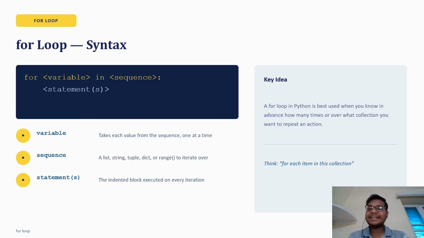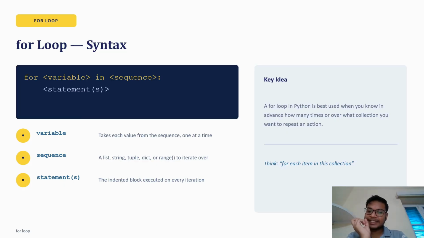And what is the key idea? A for loop in Python is best used when you know in advance how many times, or over what collection, you want to repeat an action. If you don't know in advance what you want to repeat, there is a problem using the for loop. At that point, we have to use a while loop. So this is the main basic difference between the for and the while loop you have to know.